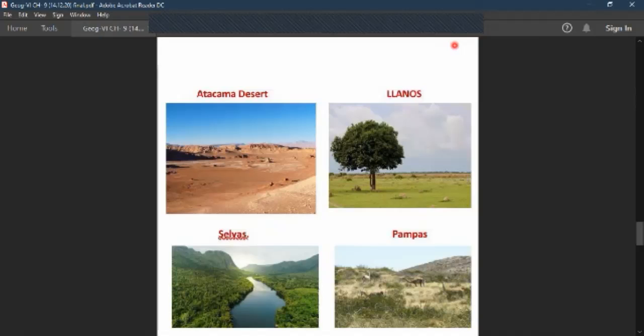Here, this picture is showing the grasslands of South America, termed as llanos. This is the tropical evergreen forest found here, which is named as selvas. And again, the temperate grasslands named as pampas.